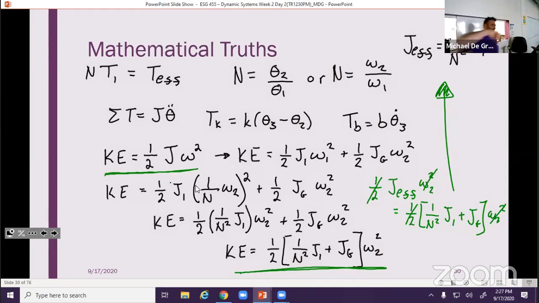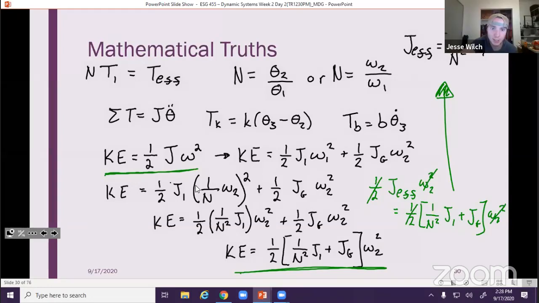The question was asked last class, what if the two gears were the same size? What if gear 1 and gear 2 were the same size? Well, if gear 1 and gear 2 were the same size, n would be 1 and J effective would just be J1. Okay. Questions on this?